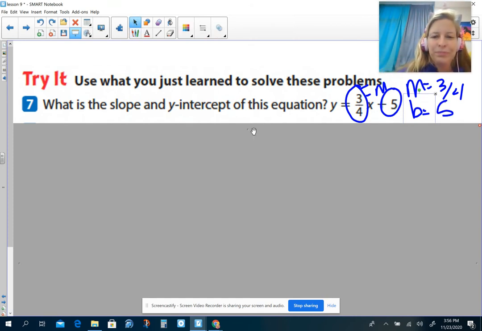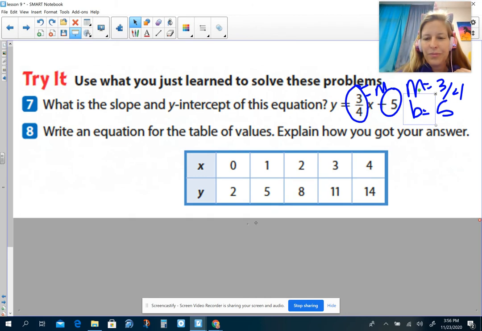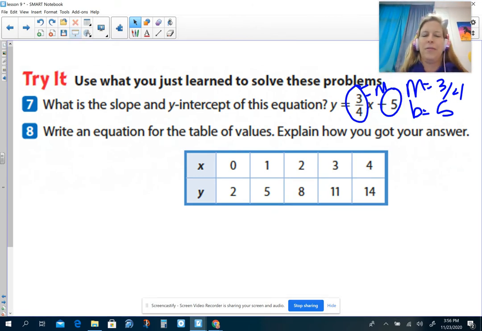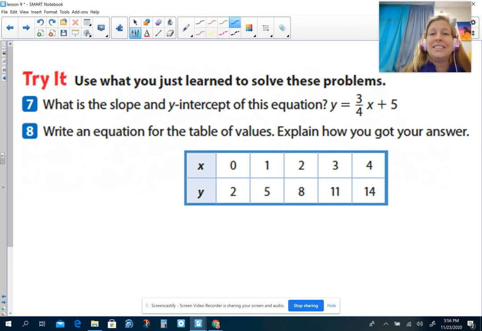Let's try this one. Here we go. Oh, I can get rid of this now. Write an equation for the table of values and explain how you got your answer. Pause my video and write your equation and explain. Go. 3, 2, 1. Did you pause? Did I give you enough time? Okay, let's see.